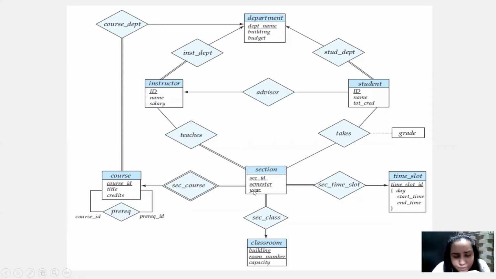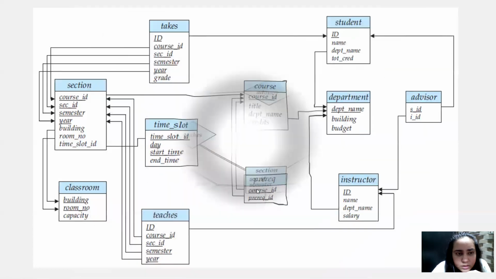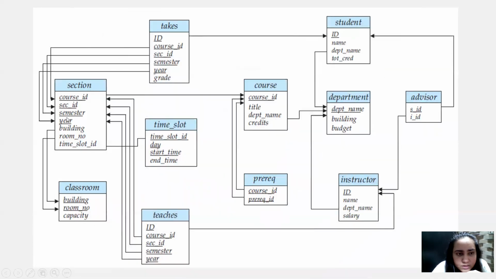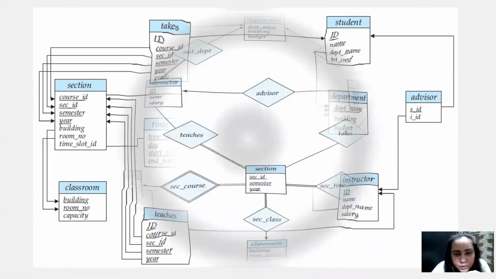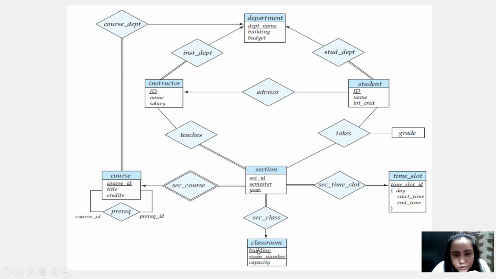Now you can see several attributes from section are missing. We have only included section ID, semester, and year. So there's only section ID, semester, and year. The rest of the things are gone. Why are they gone? Because building and room are taken from classroom. And so we will show that using a relationship between section and classroom. So classroom contains building and room number, but section does not, because that relationship will be shown in sec_class.